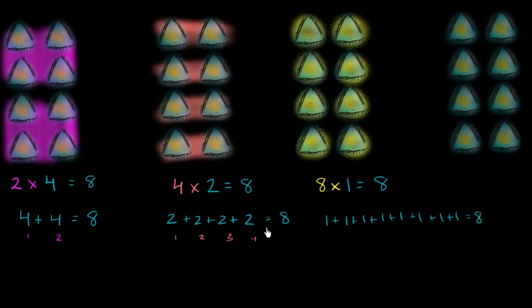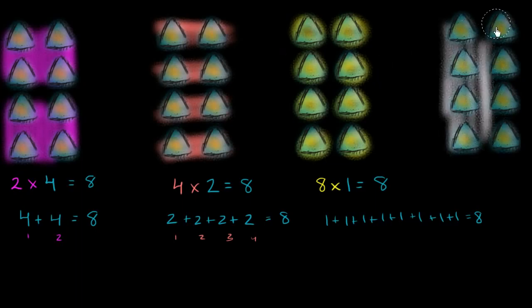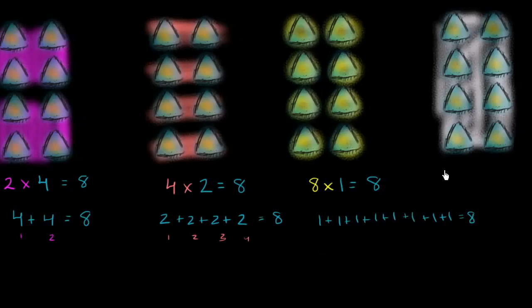Now you might be a little stumped. Well, what's another way of getting to 8? Well, you could literally view it as one group of 8. So this is just one entire group of 8. The whole thing is a group of 8. So we could write this down as 1 times 8, and 1 times 8 is equal to 8.